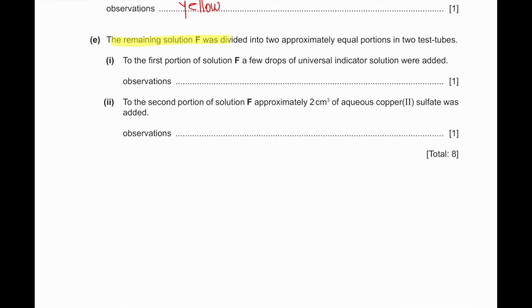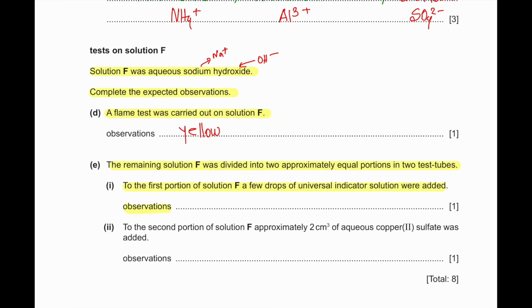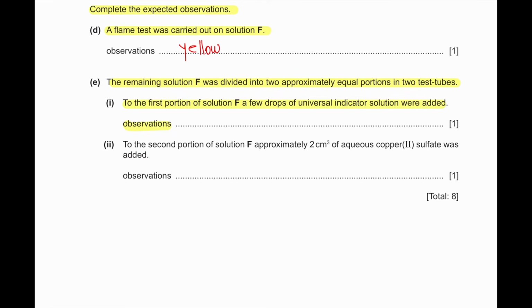The remaining solution F was divided into 2 approximately equal portions in 2 test tubes. To the first portion of solution F, a few drops of universal indicator was added. The observation: because sodium hydroxide is a base, if we add a few drops of universal indicator, the base should turn universal indicator blue.